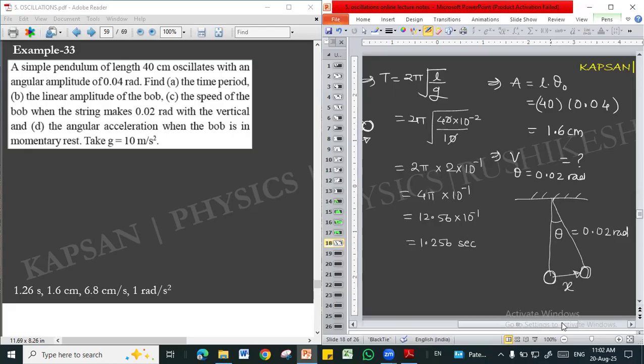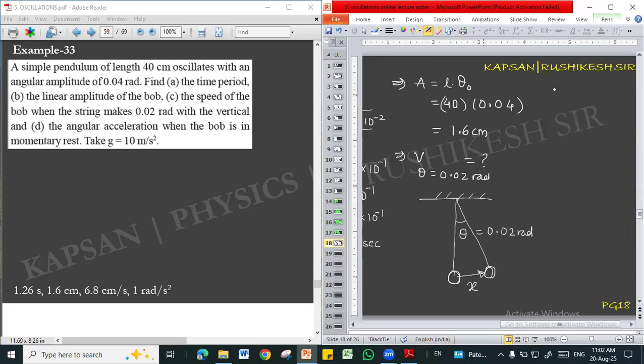First figure out what is the linear position. How to figure out linear position? Arc length is equal to radius into angle. What is our radius? 40. What is the instantaneous angular position? 0.02. So what will be that? 0.8 centimeter. So now finding speed at a given angular position, you can figure out the corresponding linear position and use your formula omega into root of a square minus x square. Now you tell me what is the answer.